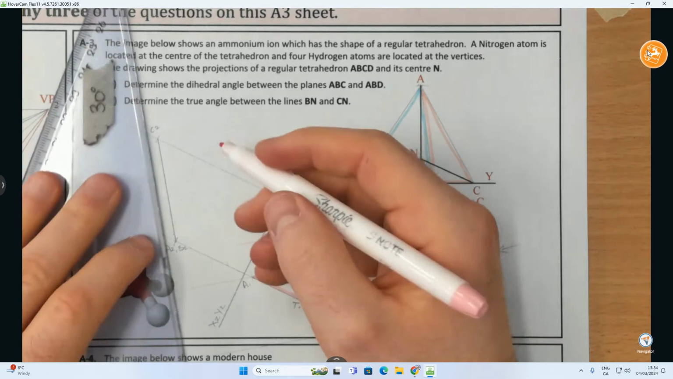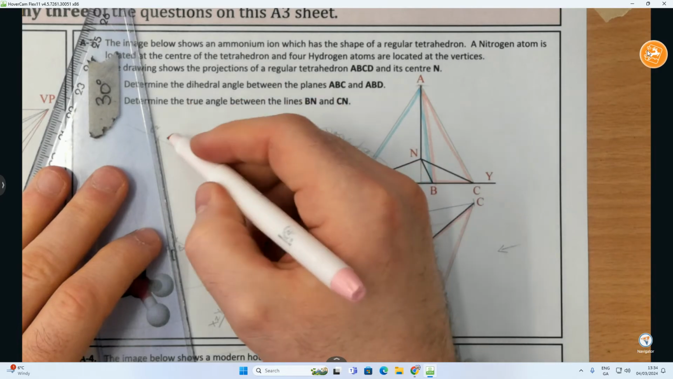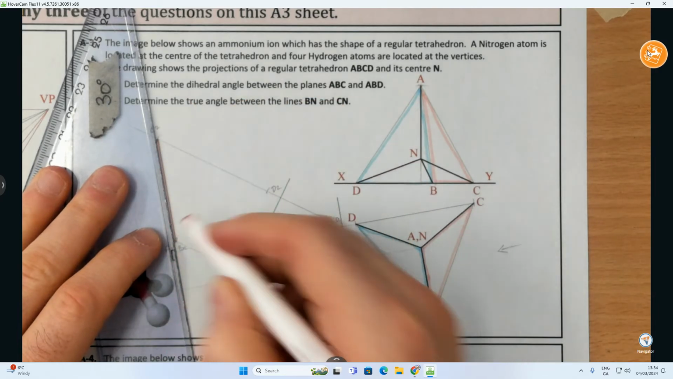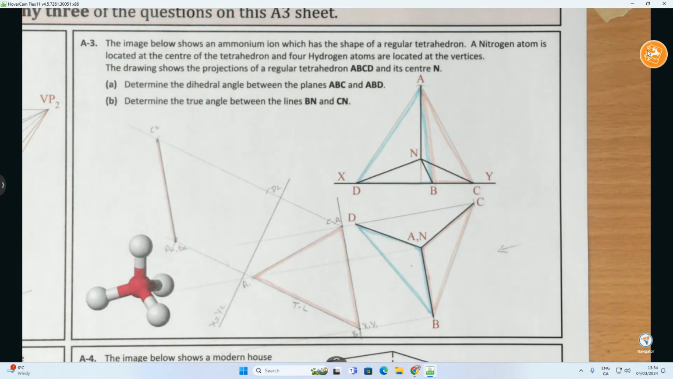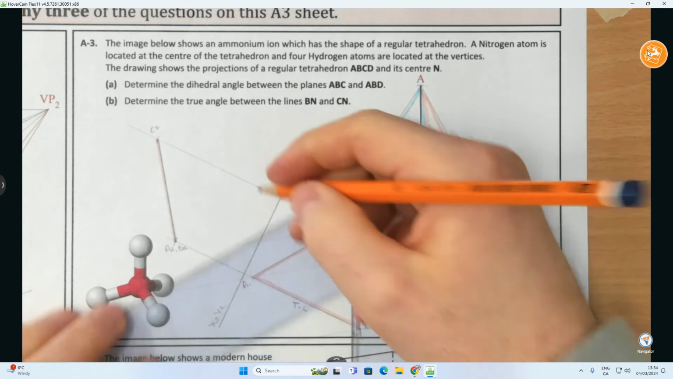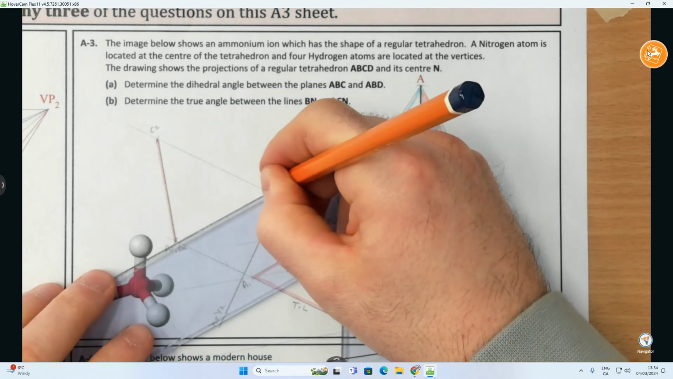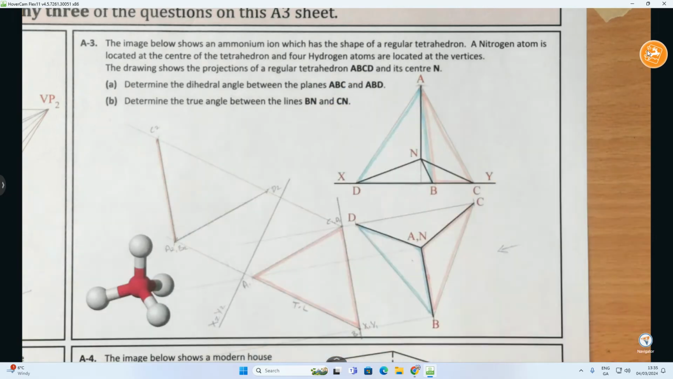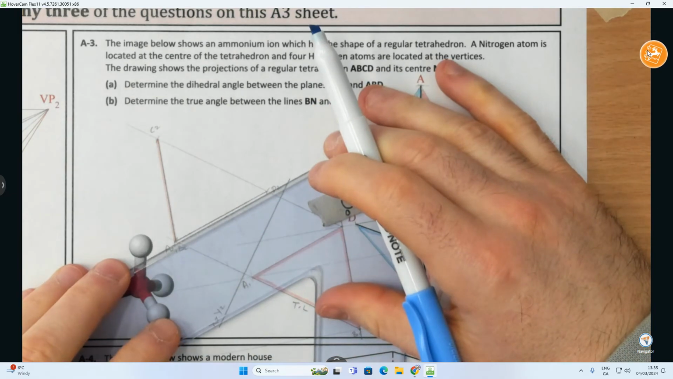This time I'll use my marker. I'm seeing that face as an edge. What I mean by that is I'm seeing it as a line. Now I'm going to heavy in the face ABD. A to B, B to D, D back to A. Once again, this is the blue face. I'm also seeing it as an edge view.